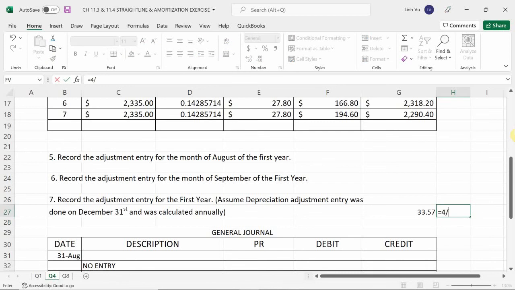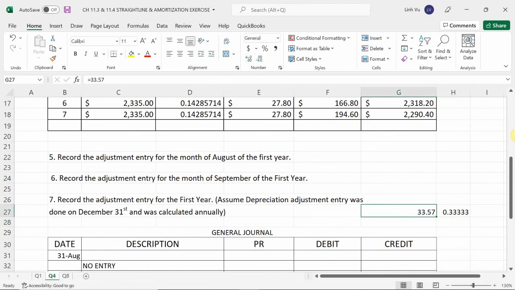Can we also do 27.80 times 4? Yes, she can do that as well. But in this case, I'm showing her how to do the partial years. Okay? So in this case, if we divide by 12, we get to 3. Yes, you could divide the whole thing by 3. And what do you get? Okay, now we divide the 333.57 by 3, correct? Yes.